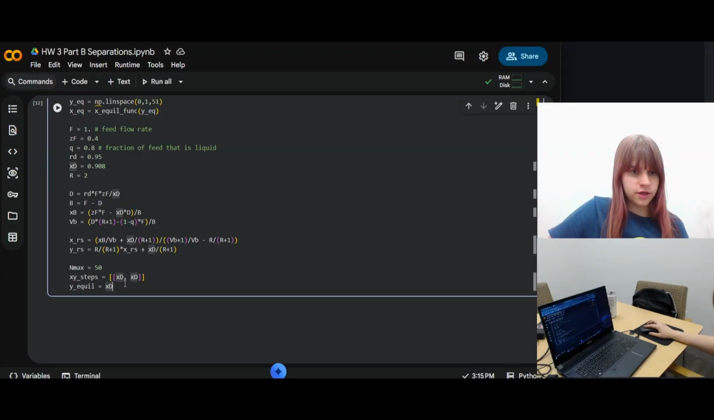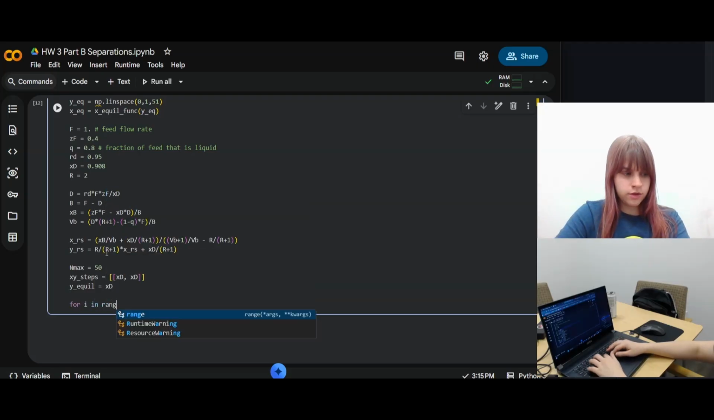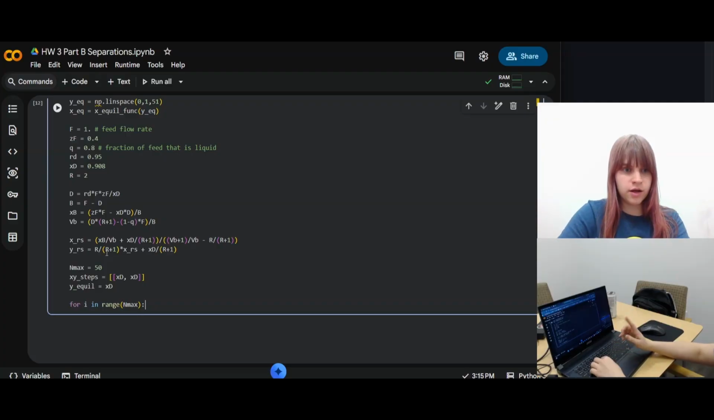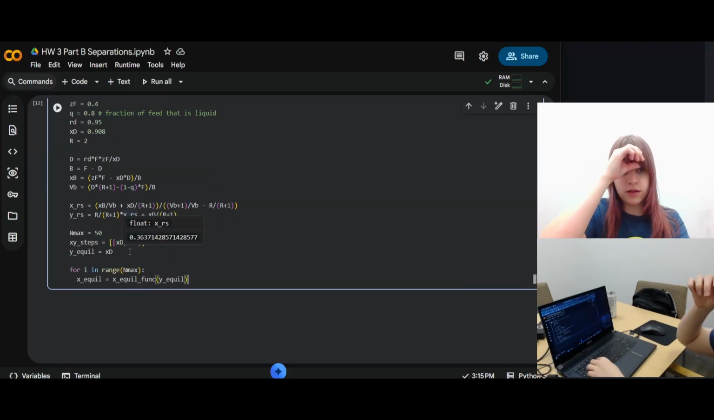So we're basically starting our Y composition as being the same as the distillate composition. And we want to set up a for loop, so for i in range n max, which we set up above a few lines. Our x equilibrium is going to be equal to the x equilibrium function at this y equilibrium value that will be consistently calculated.